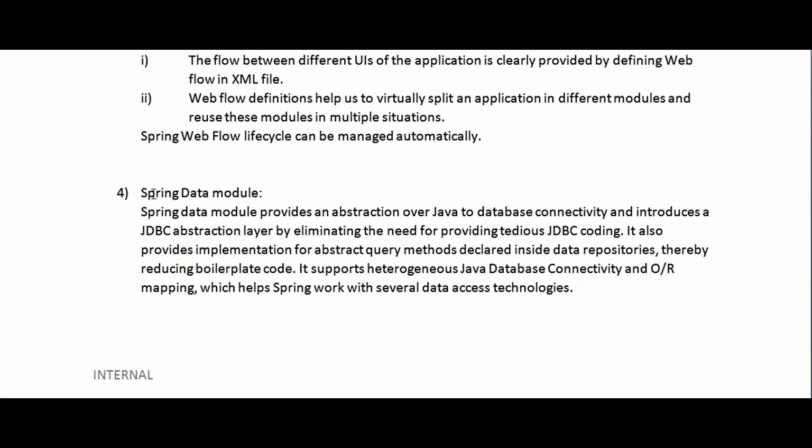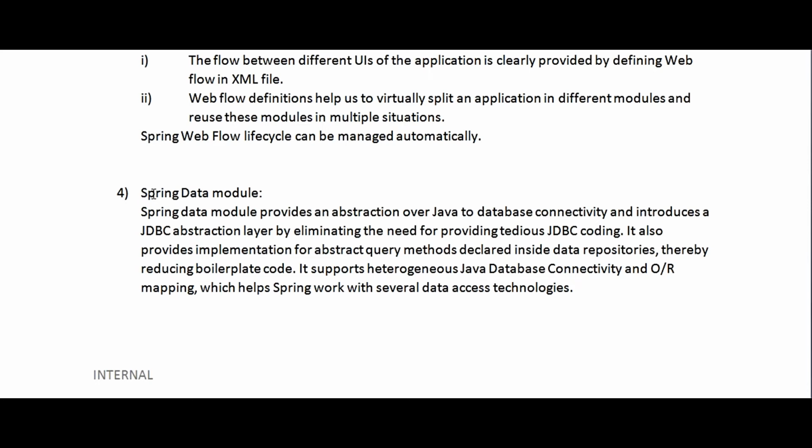The Spring Data module provides an abstraction over Java database connectivity and introduces a JDBC abstraction layer, eliminating the need for tedious JDBC coding. It also provides implementation for abstract query methods declared inside data repositories, thereby reducing boilerplate code. It supports heterogeneous Java database connectivity and object relational mapping, which helps Spring work with several data access technologies.